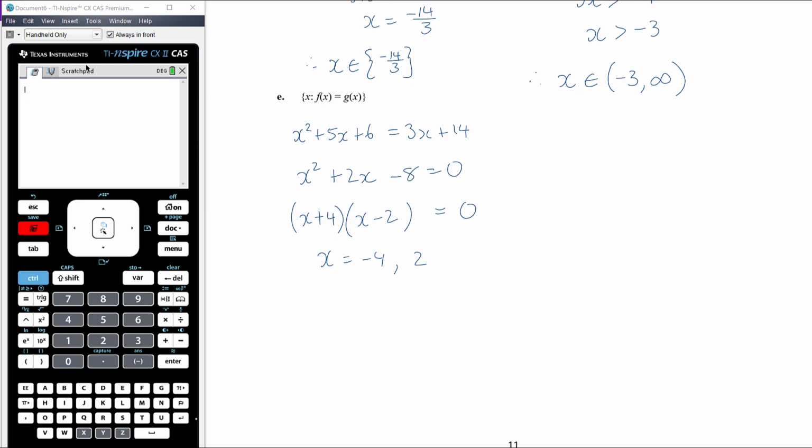We're asked for a set of x values, so let's give a set. It's just a list of 2 separate values, it's not a range of values, and so curly brackets, -4 or 2.